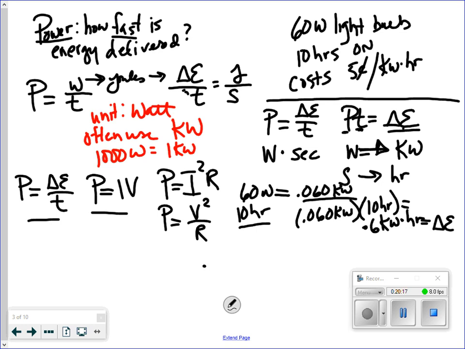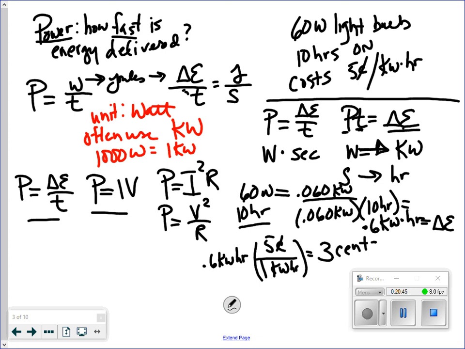Let's figure that out. So 0.6 kilowatt hours, and it costs me, what did I say, 5 cents? So I'm going to leave this in terms of cents. 5 cents for every 1 kilowatt hour. So when I multiply those two together, I'm going to get 3, right? Hopefully, I'm not using my calculator. I know that that's 30 and I move the decimal over. So I should get 3 cents.